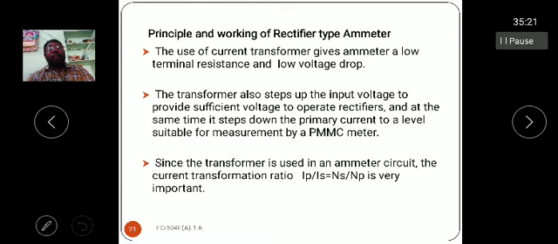In the PMMC meter, we are observing the current. The current can be measured in the PMMC meter. The transformer steps down the primary current to a level suitable for measurement by the PMMC meter. Here we have one condition for the transformer used in an ammeter circuit: the current transformation ratio must be equal to the current ratio, that is, the primary and secondary current ratio, in terms of the secondary and primary turns of the transformer. This is the most important point.